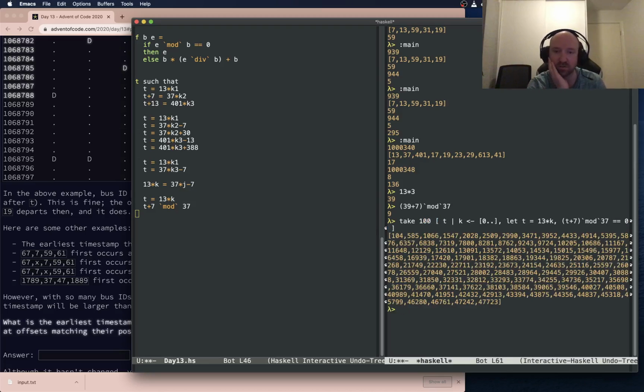And the first 100 of those, I'm guessing there's a constant difference between them all. Are they all 13 times 37 apart? Yes, they're all 481 apart. There's a constant difference between all of them. And I have a feeling all of my numbers are the same because they're all relatively prime.